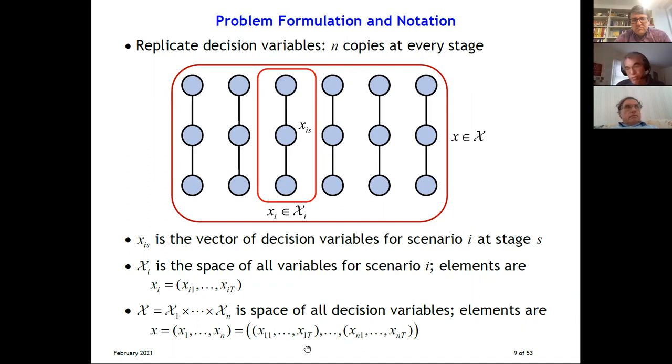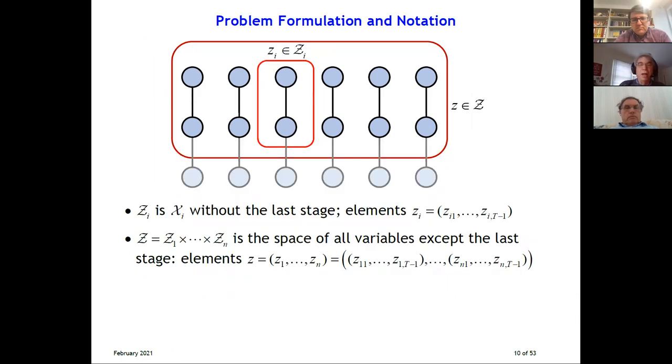So we've almost kind of doubled our variables here, multiplied by T basically. It depends on the radix of the tree, how much you've increased it. Now I'll consider another space, which is everything the same, except I forget the last stage. I'll call this Z. So this script Z_I is the same space of variables you have for scenario I, but I dropped the last stage. And then this capital Z is the set of all of those. So it's really just the same space, except I forgot the last stage.